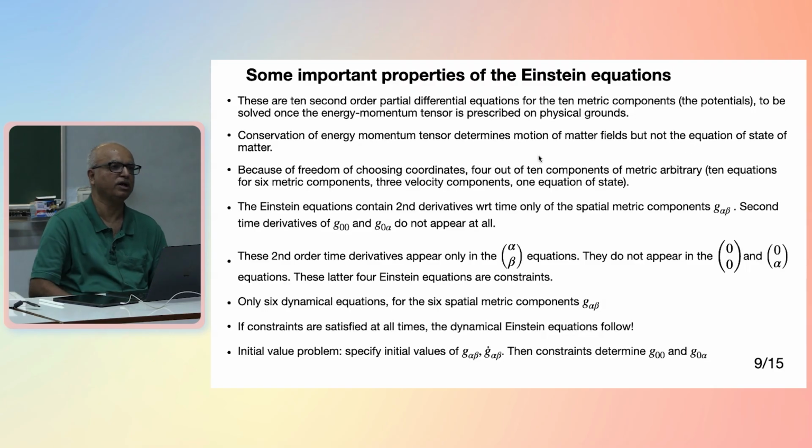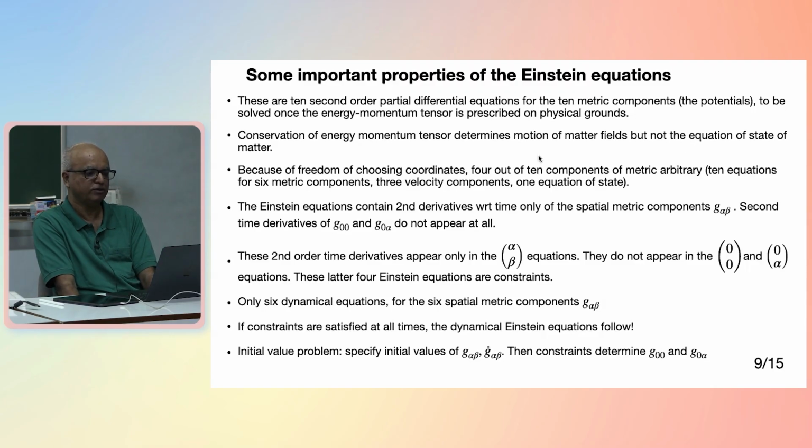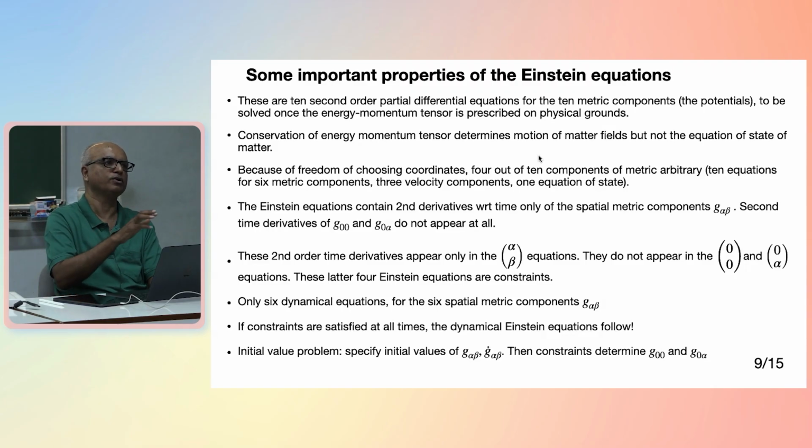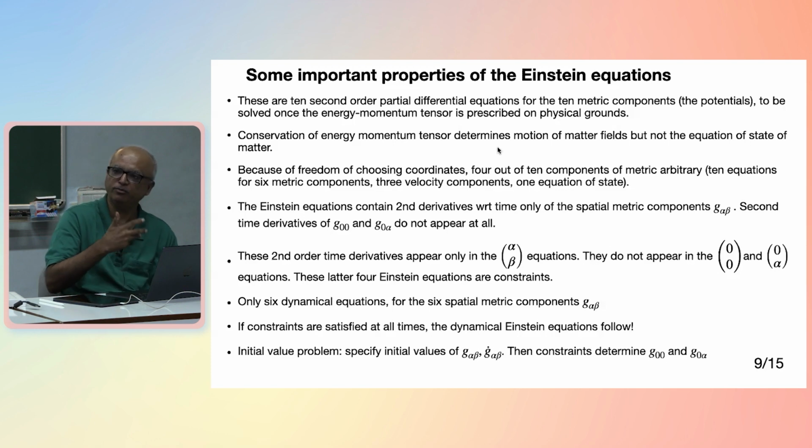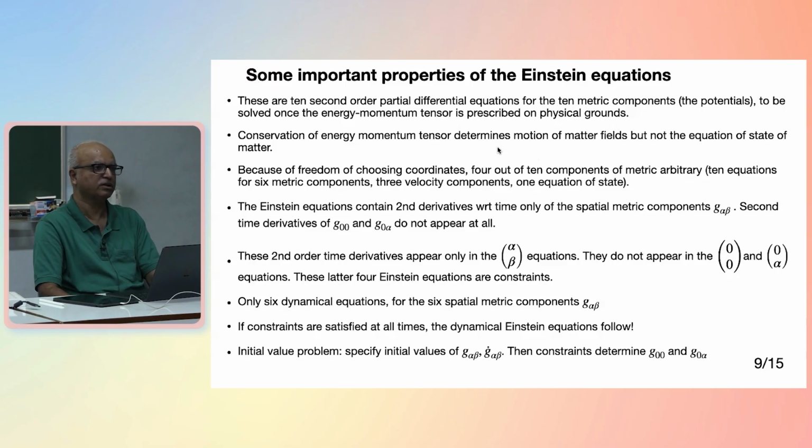Unlike in electrodynamics, where Maxwell's theory tells what is the force produced. Force is Q times E plus V cross B. That force you have to put equal to ma, Newton's second law. But here something like F equals ma will follow from Einstein equations, except that you cannot predict or derive the properties of matter.